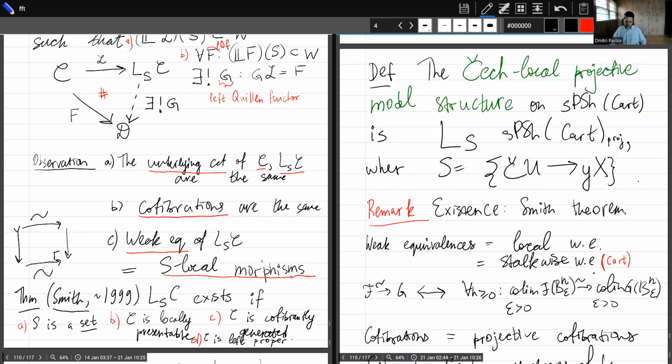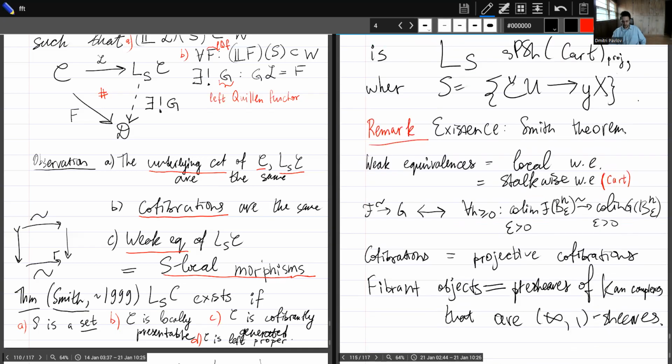Cofibrations will be precisely projective cofibrations. As I previously mentioned, cofibrations don't change under Bousfield localizations, left Bousfield localizations. And finally, fibrant objects will be precisely those objects that are both fibrant in the original model structure.